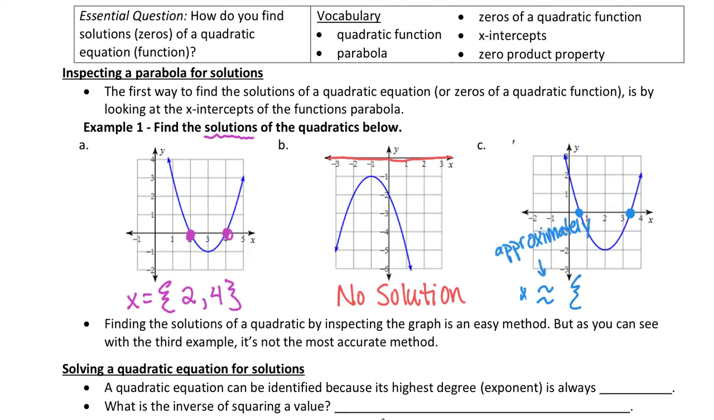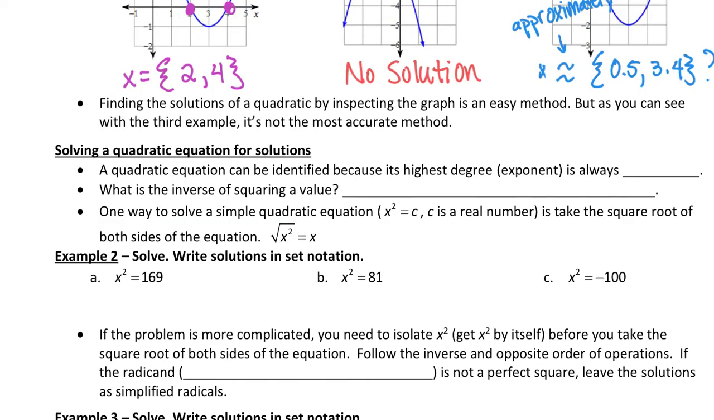So it looks like, I'm just going to say about a half. So 0.5 and maybe 3.4. It's just a guess. We really don't know. We just can't tell. Finding the solutions of a quadratic by inspecting is definitely easy. It didn't take much. But as you can see with the third example, it's not really the most accurate method.